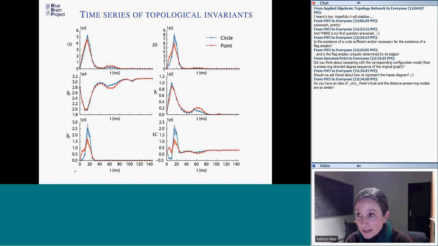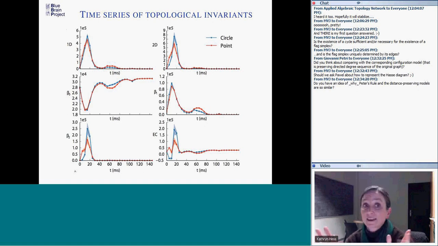So in this slide here, we have 1D is the number of edges, 2D is the number of simplices, beta 0, 1, and 2 are the Betti numbers, and EC is the Euler characteristic. And on the x-axis, we have the time in milliseconds, and just recall that we have a stimulus incoming every 50 milliseconds.